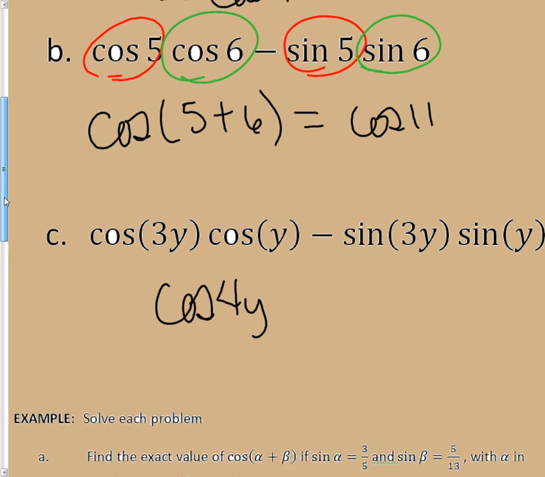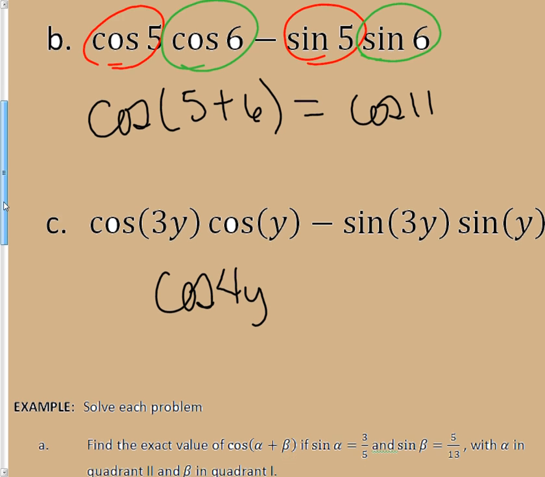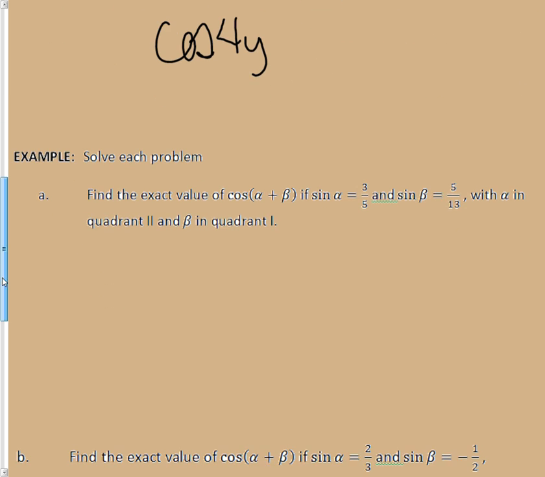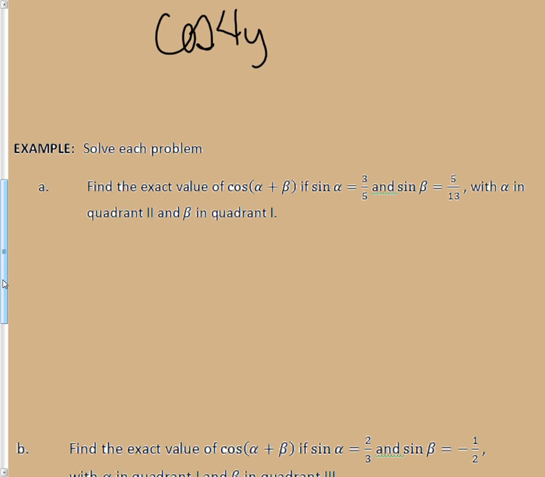Now, after we've gotten more familiar with the sum and difference of cosines, we can now do some problem solving. So, our first problem wants us to find the exact value of the cosine of alpha plus beta if we're given the sine of alpha and the sine of beta. They tell me where alpha and beta are. Alpha is in quadrant 2, and beta is in quadrant 1.